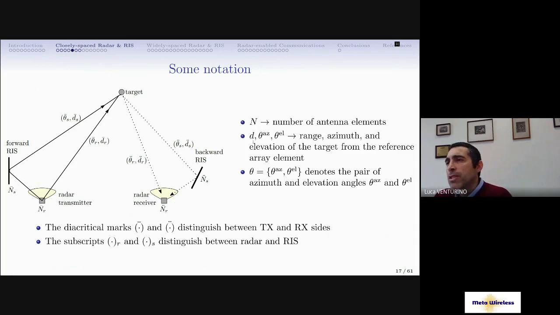Then we need to introduce some other geometrical parameters. D is the range of the target from the reference element of our array. Theta azimuth and theta elevation are the corresponding azimuth and elevation. Again, depending on the diacritical mark and the subscript, we may refer to the transmit side, receiver side, the RIS, or the radar transmitter. The pair of azimuth and elevation angles can be denoted by just theta without any superscript. That's just a shorthand notation that we will use. Is there any question here on this?